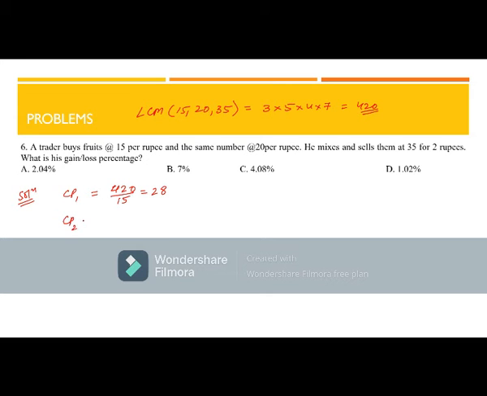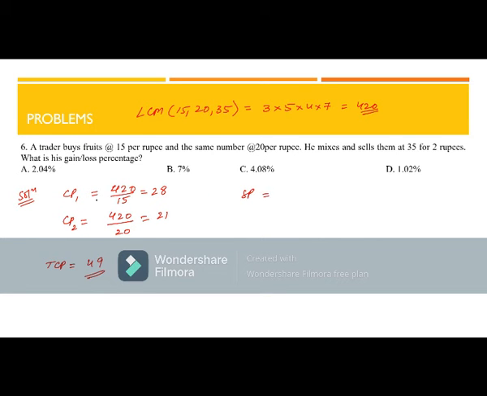What is the cost price of this at the second rate? That is 20 per rupee. Again, it is 420 divided by 20 for the second type. So 420 divided by 20 is 21. So what is total cost price? Total cost price CP1 plus CP2, that is 49 rupees. Okay. So total cost price is 49 rupees.